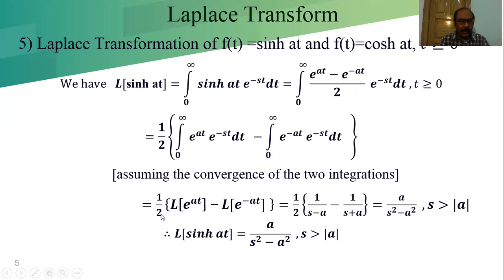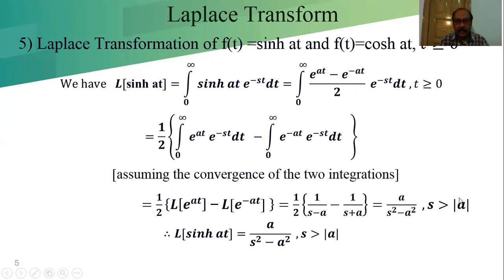So from that we can write half, Laplace transformation of e to the power at minus Laplace transformation of e to the power minus at, equal to half of 1 by s minus a minus 1 by s plus a. By simplifying this, we get s squared minus a squared in the denominator, and s plus a minus s plus a in the numerator. So we will get 2a, that 2 will be cancelled out, and then we will get a by s squared minus a squared.